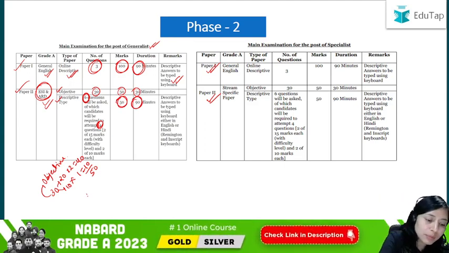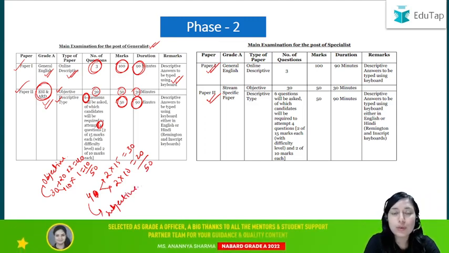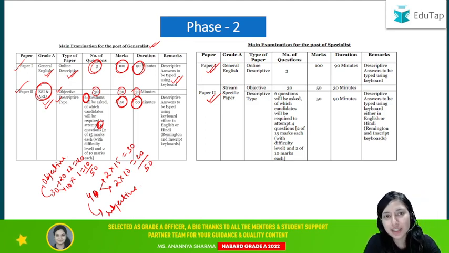If we talk about the marks distribution for subjective, out of 4 questions, 2 questions will be of 15 marks and 2 questions will be of 10 marks. That totals your 50 of subjective. Now from here it should be clear to you how the marks are distributed among your objective and subjective questions.